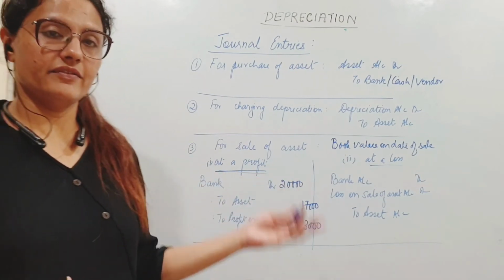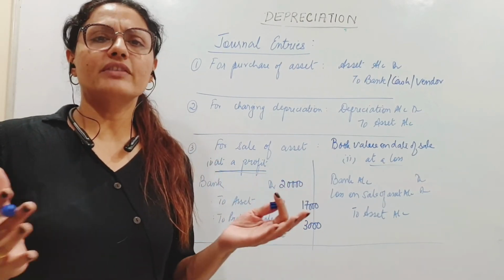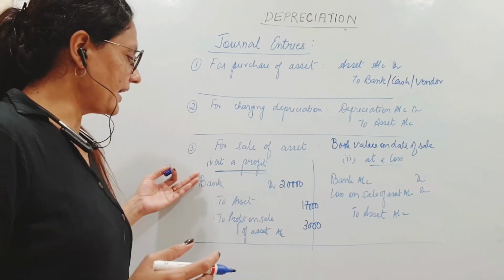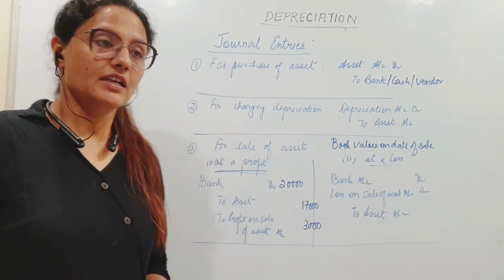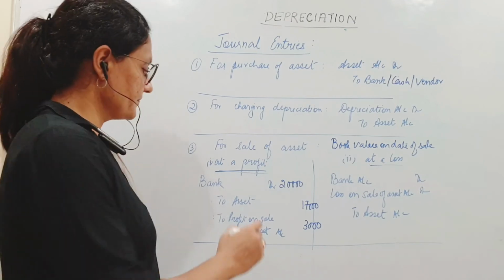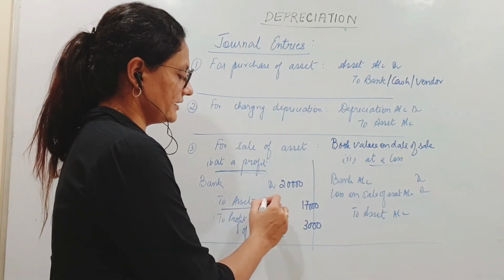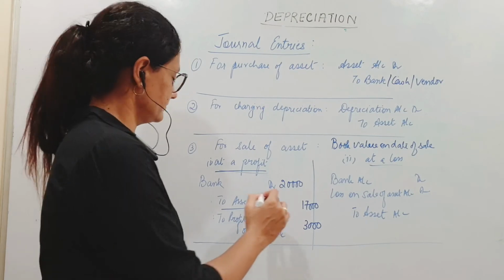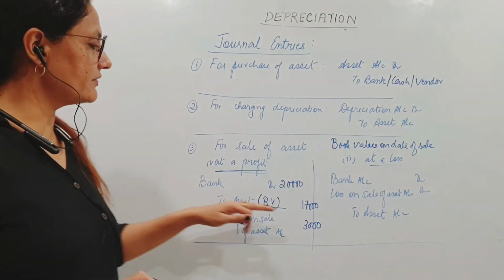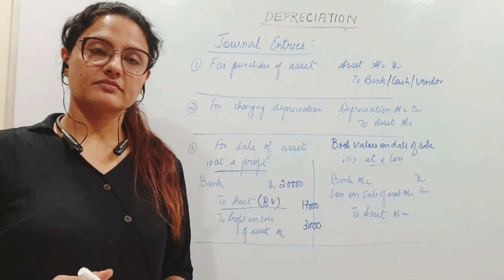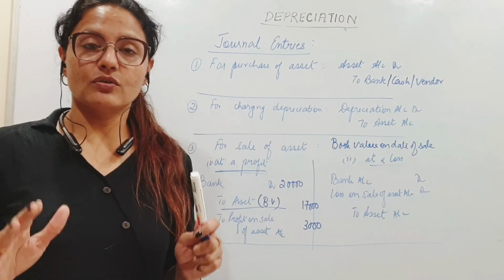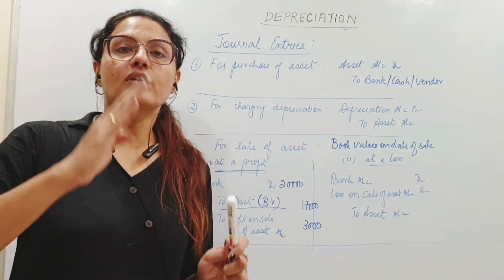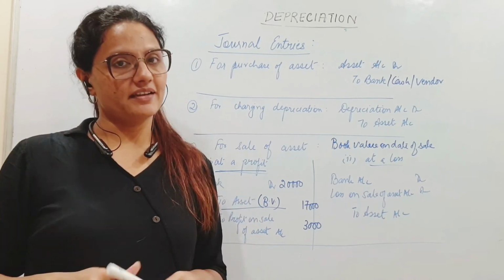If you are selling at 17,000 only, there is no profit, no loss. So it will be simply bank account debit 17,000 to asset account 17,000. In this you should always remember, asset is always credited with the book value, because in the books its value is 17,000. I cannot credit anything more or less than that because I have to show that this asset is no more. So पूरा book value credit करना पड़ेगा.